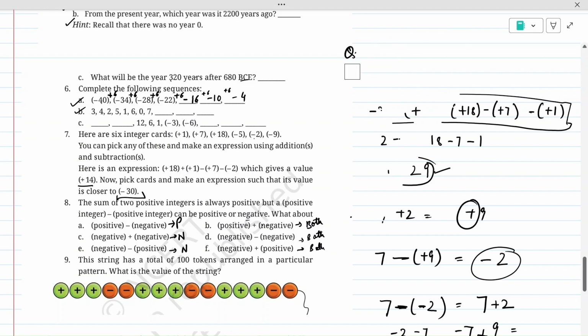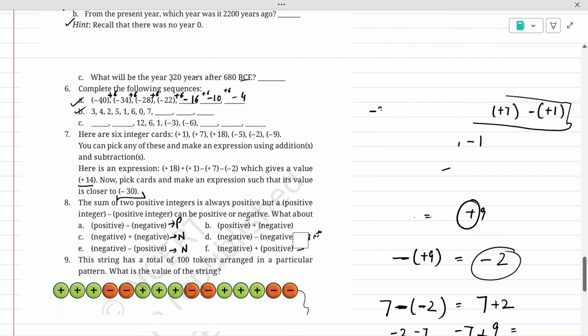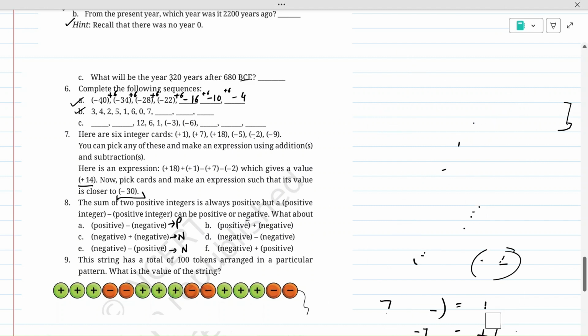Last question is very easy, guys. So what I'm doing is I'm going to give you a hint about it and you have to solve it yourself. We are given a string of 100 tokens and this is how they are arranged. This is the pattern. It has 3 positive, 2 negative, 3 positive, 2 negative, 3 positive, 2 negative, and this goes on till 100 tokens. We have to find the value of the string.